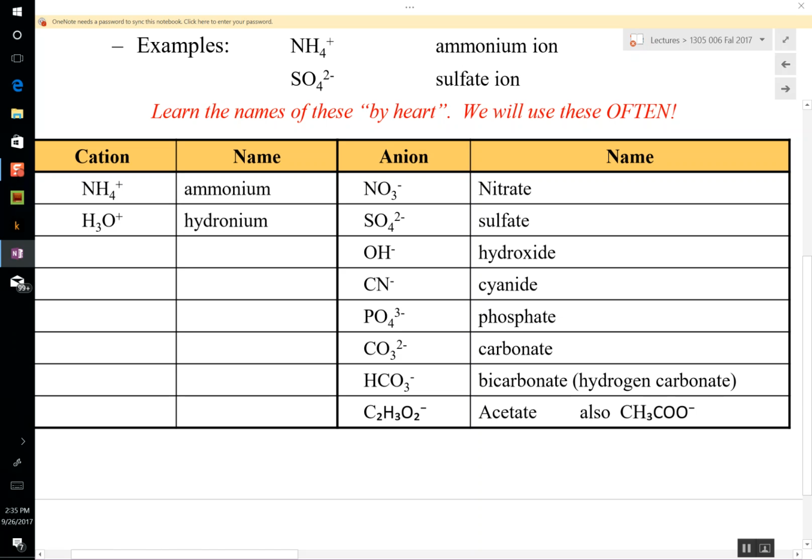This is a -1 charge, a +2 charge. So in this case, we need to wrap parentheses around that and put this 2 outside that whole thing. So we have calcium acetate. All right.